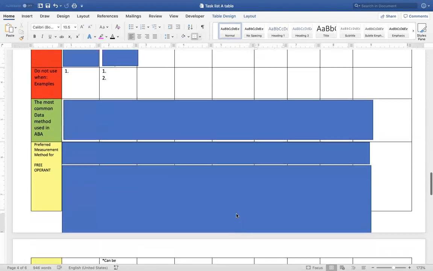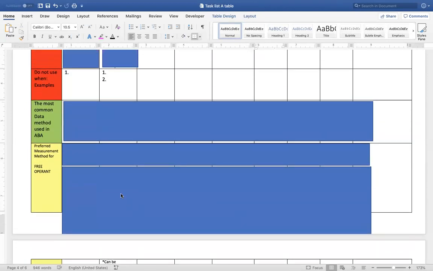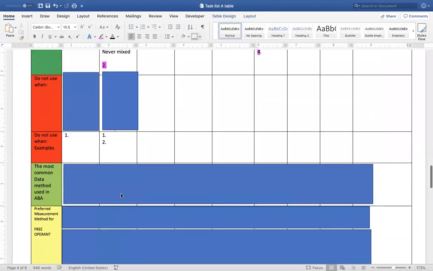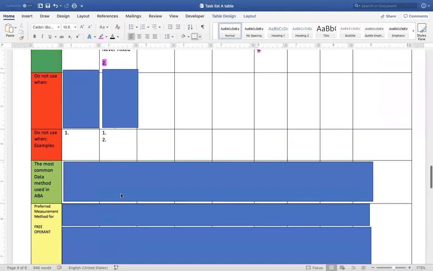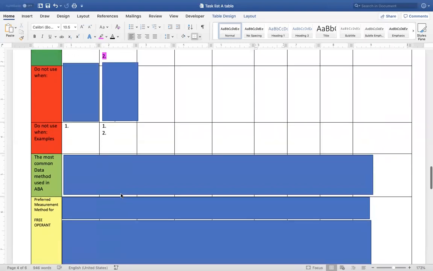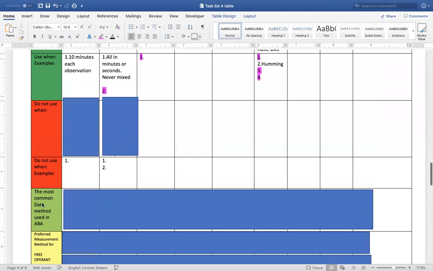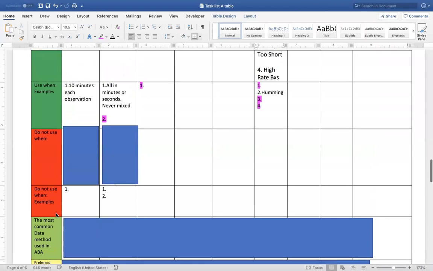And the last thing that you can talk about is the free operant. If anybody wants to talk about that one, we can talk about that one. Oh, this one is cool. Okay, the most common data method used in ABA is, I'll give you the options, guys. Count, rate, acceleration, response latency, IRT, duration, whole interval, partial interval, or momentary time interval.